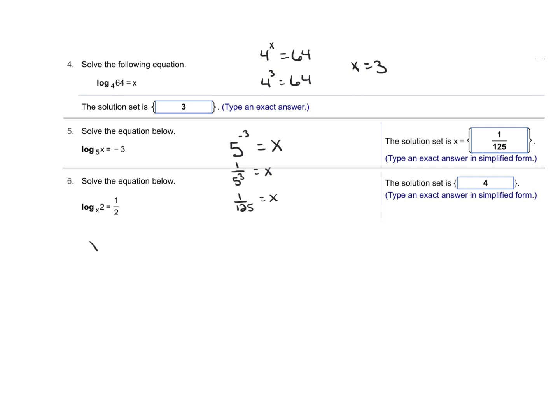Last one on this page, x to the 1/2 power equals 2. To solve this one, I'm going to square this side and square this side. So I'm trying to make this x to the first power. I want just x to the 1 equals 4. So really that just means x equals 4.